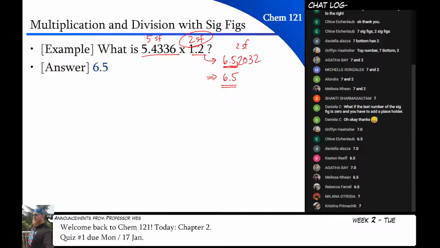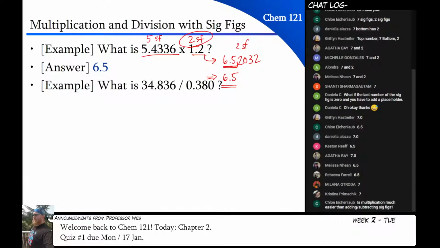All right, we need more practice. Here you go. I want you to do this division problem. It's the same as multiplication, except you hit the dividing button instead of the multiplying button. So try this problem. Type in the correct number of sig figs in your answer. Is multiplication much easier than adding, subtracting sig figs? Yes, the rules are unique. And multiplication division is a lot easier.